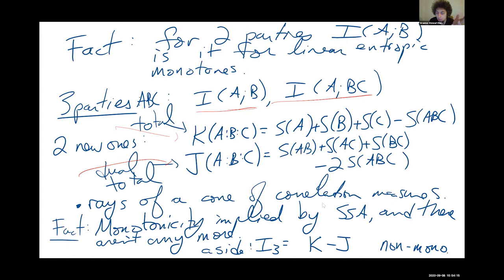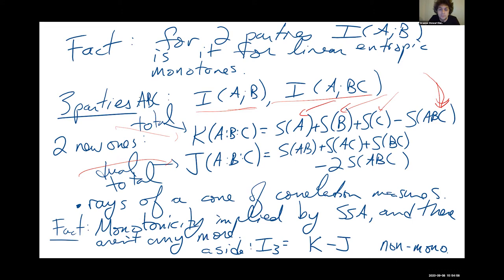Okay. K especially is an attempt to really generalize the formula for two-party mutual information. You can see that if A, B, and C are all independent, then this will cancel out this sum exactly. And what you're hoping for is that if A, B, and C are all more correlated with each other, you're going to get an entropy reduction here, because the extra entropy that B has is already correlated with the other parties.